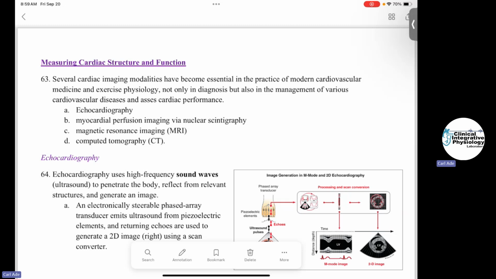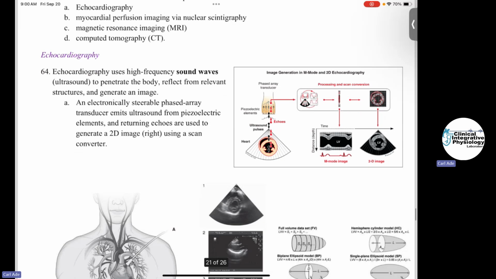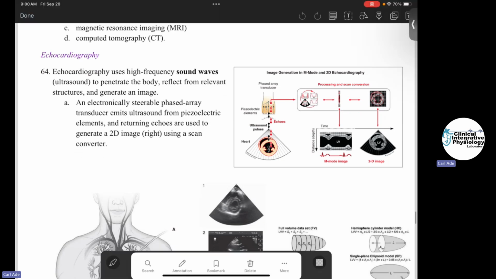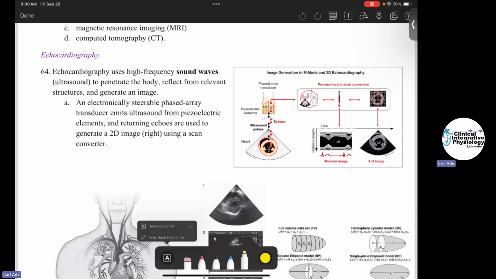And we're going to talk a little bit about echocardiography in a little more detail than the others because they're definitely a career path. But there's also myocardial perfusion imaging, magnetic resonance imaging, that being MRI, and CT. So echocardiography, this is very, very common. It is non-invasive and really gives us a lot of information about cardiac function.